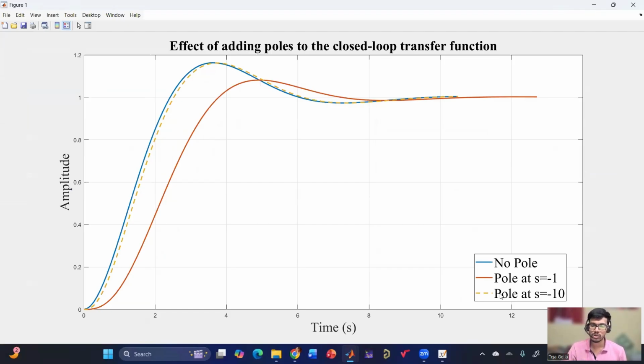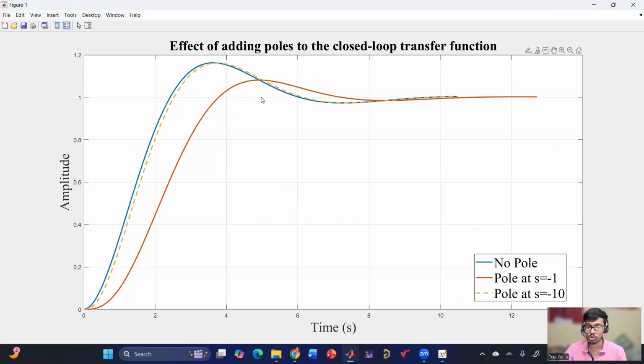In the case of a zero, it is trying to fasten the response, because of that there is an overshoot and the rise time has reduced. In the case of a pole, it is trying to have an integral effect which will slow down the response. As you can see, the rise time has increased, or I should say deteriorated, because it is slowly reaching the 1. But because of this sluggish response, the overshoot has reduced. So because of this pole, the overshoot has reduced and it is becoming slow.